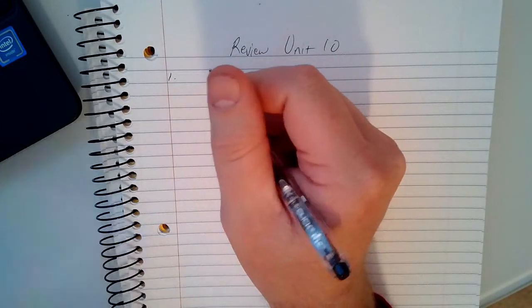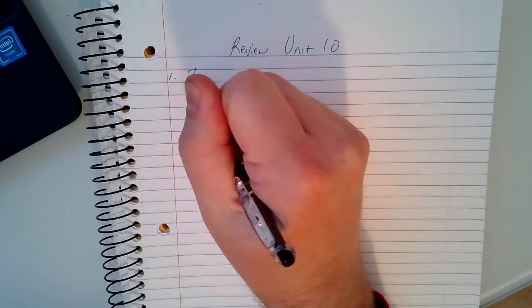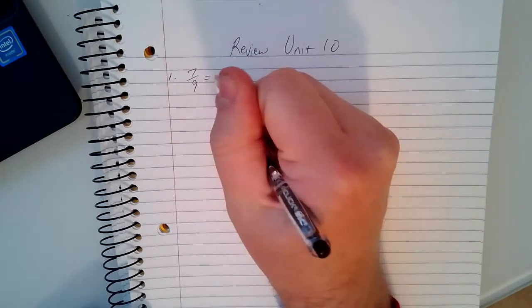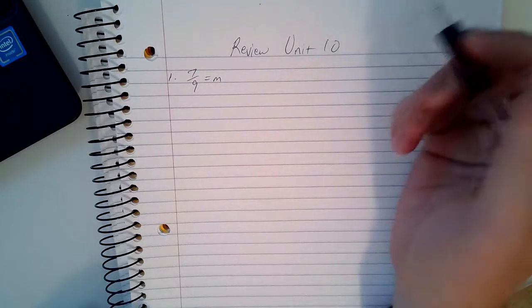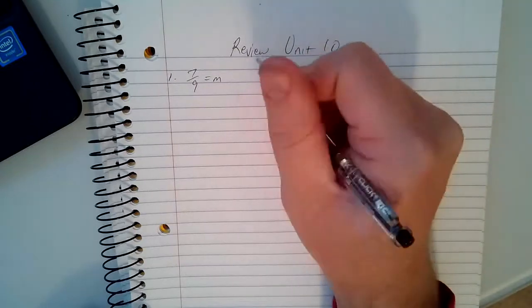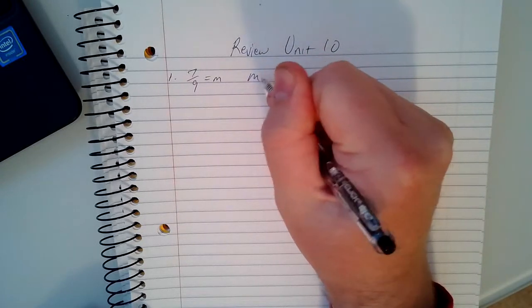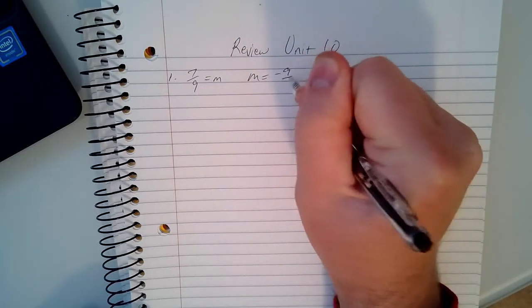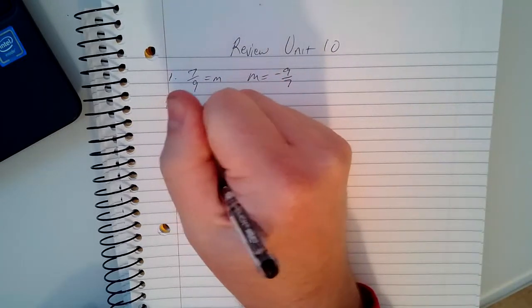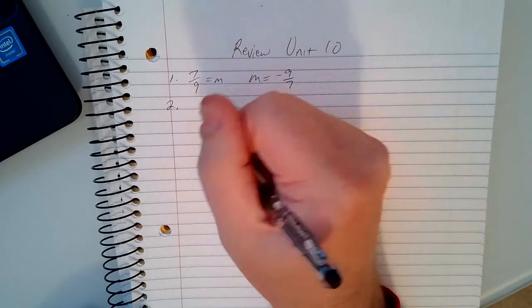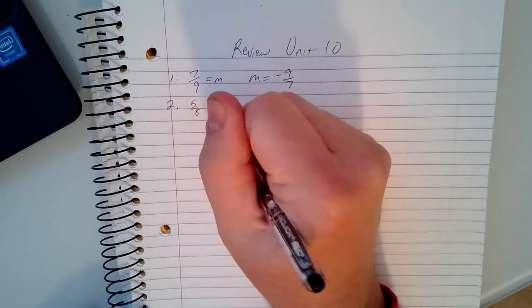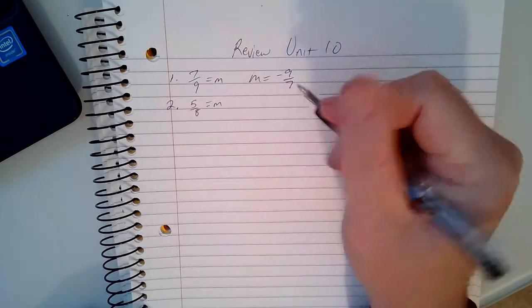Number one, a line has a slope of 7/9, and we need it to be perpendicular to this line. What's the slope perpendicular? Remember, flip it and change the sign. So our new answer will be m equals -9/7.